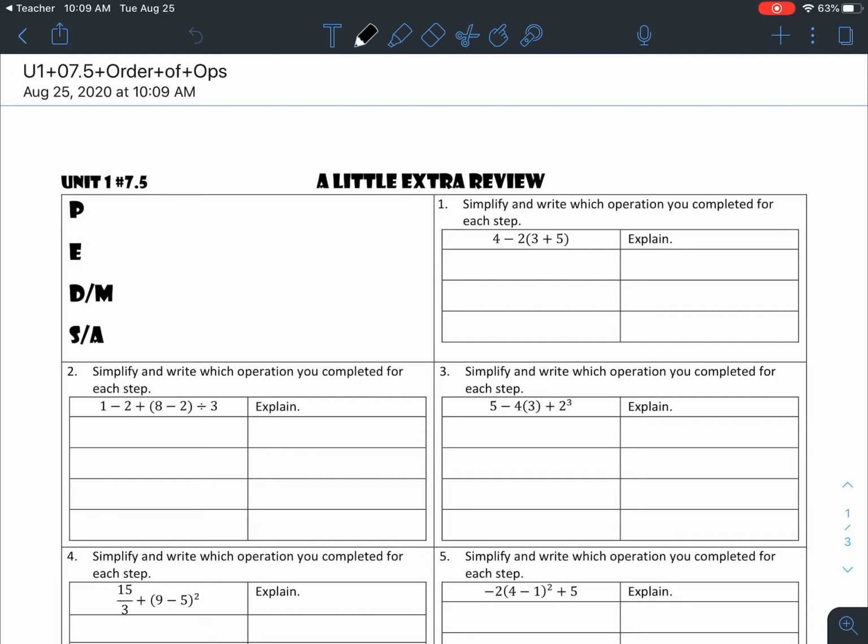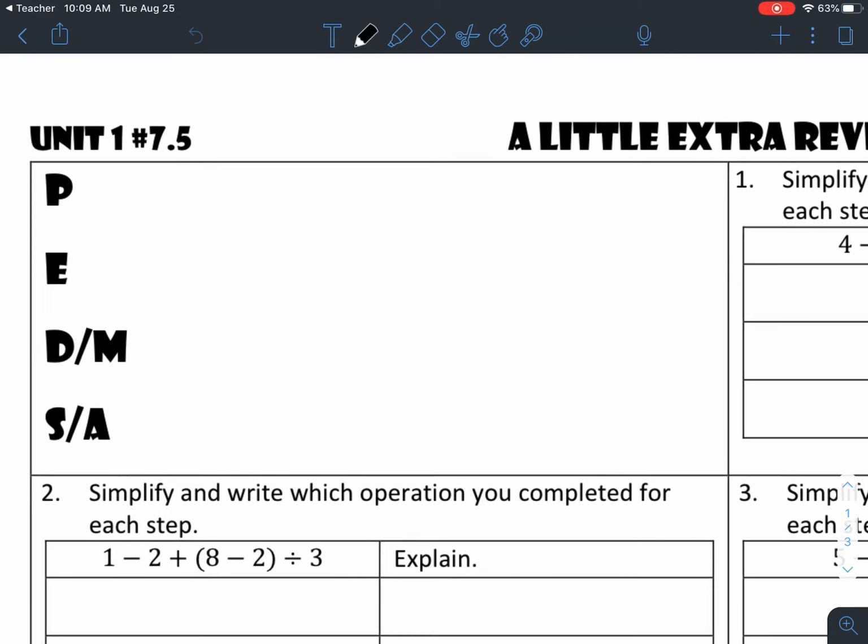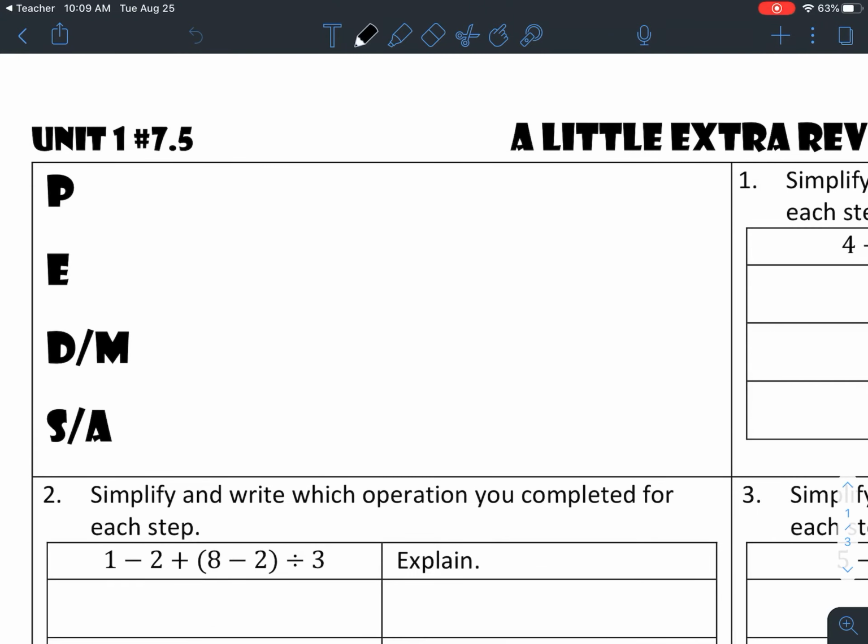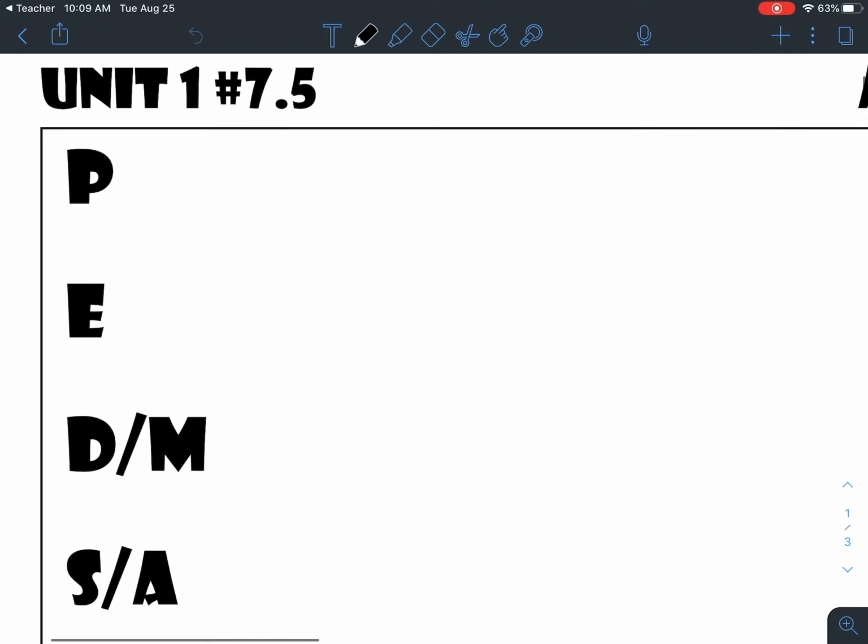Alright, so we're going to do some of these. As we might remember, we did this yesterday, so make sure you are following along and copying this down. Up here, we're going to talk about our Please Excuse My Dear Aunt Sally. So it's our order of operations, so it's our parentheses. So I'm going to zoom in. Parentheses. Oops.